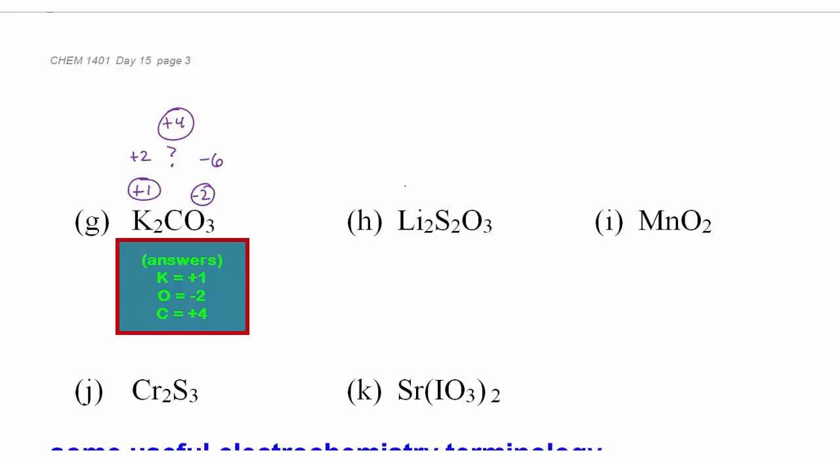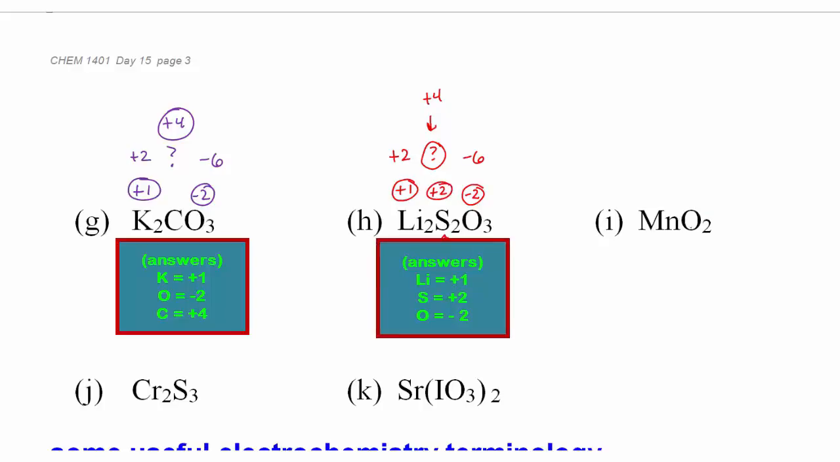Lithium thiosulfate. So lithium is a positive 1. It's in group 1. We really have 2 of them, so we really have a positive 2 over here. Oxygen is always negative 2. 3 of them, though, so I have a negative 6. Now this sulfur. Now I realize I have 2 sulfurs. So whatever it is, I have to add it to a positive 2 and a negative 6. I better get 0. So this has to be a positive 4, right? Because 4 and 2 is 6, and negative 6 would be 0. But I have 2 of them. So each sulfur has to be a positive 2.